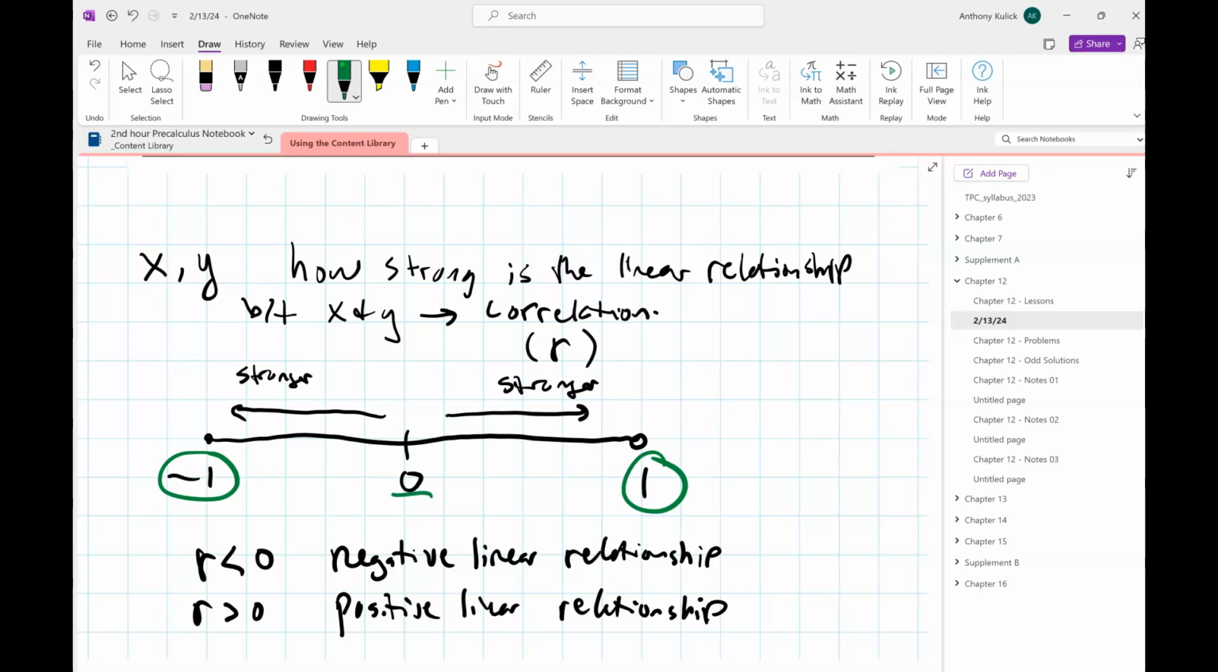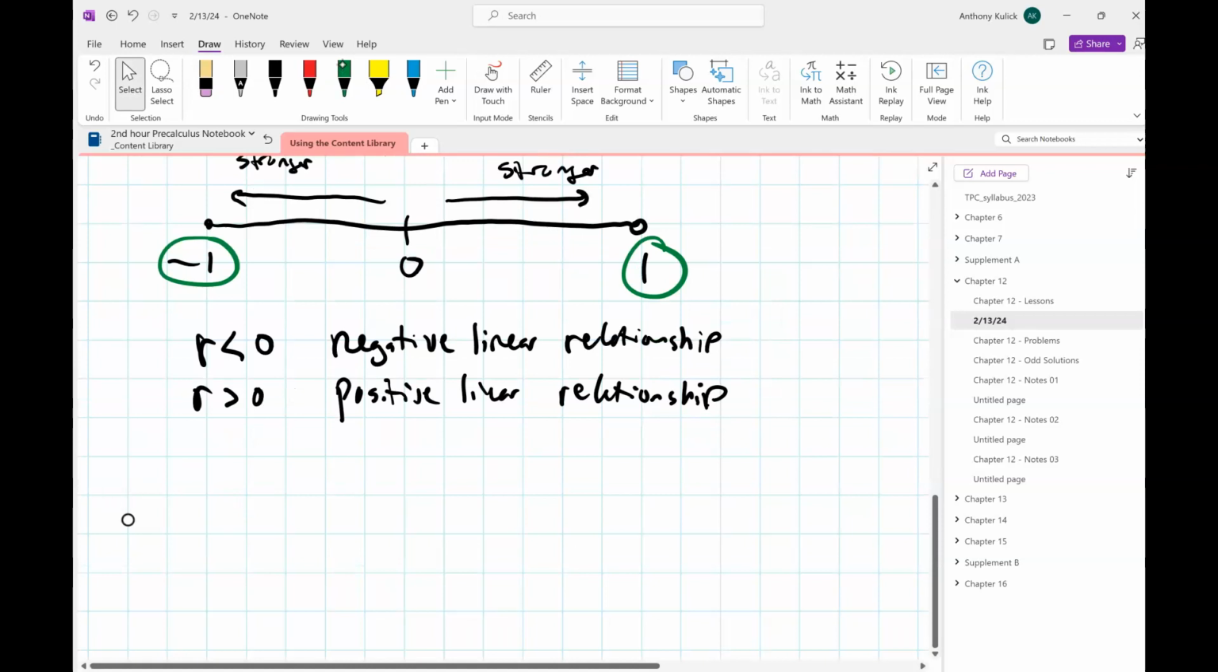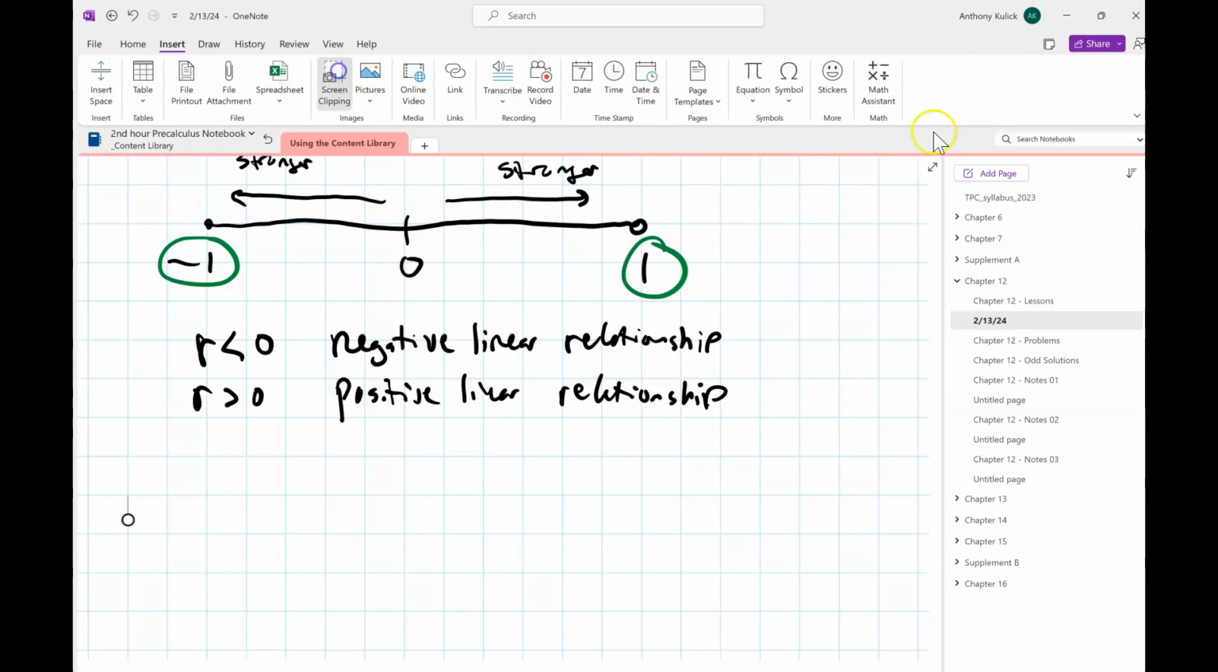If we're at 0, that means there's no linear relationship at all. It's kind of a theoretical value. In practice, you're never going to see an R value of 0. But let's look at some sets of x, y's and talk about the correlations.